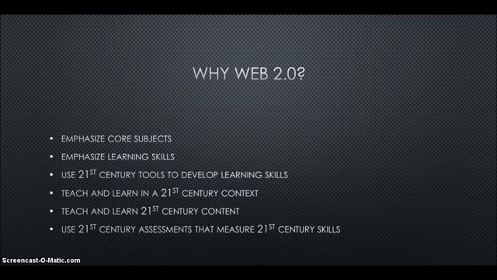Gwen and Lynn state that education is changing. Students around the world are outperforming American students on assessments that measure 21st century skills. Partnership for 21st century learners has 6 areas that need to be incorporated in order to produce 21st century workers. Emphasis on core subjects, emphasis on learning skills, use 21st century tools to develop learning skills, teach and learn in the 21st century context, teach and learn 21st century content, and use 21st century assessments that measure 21st century skills.